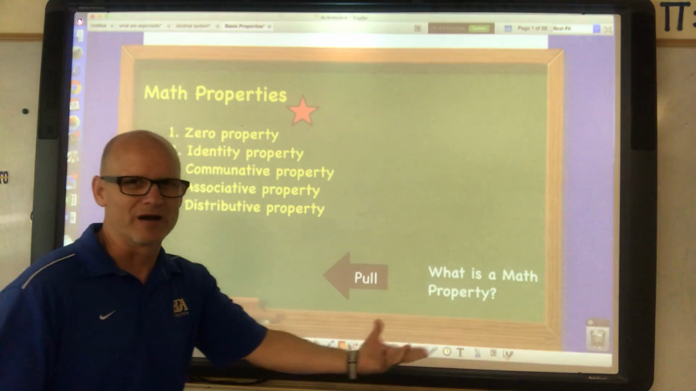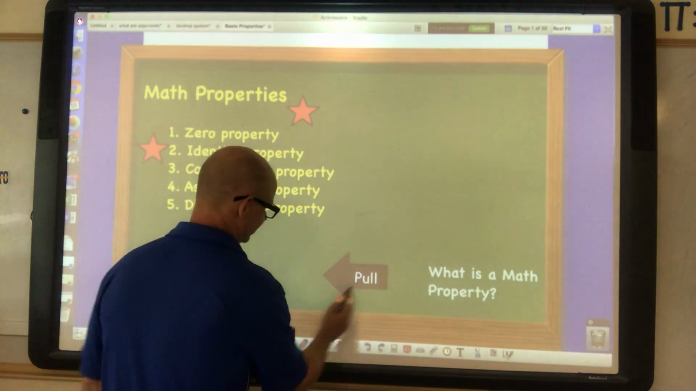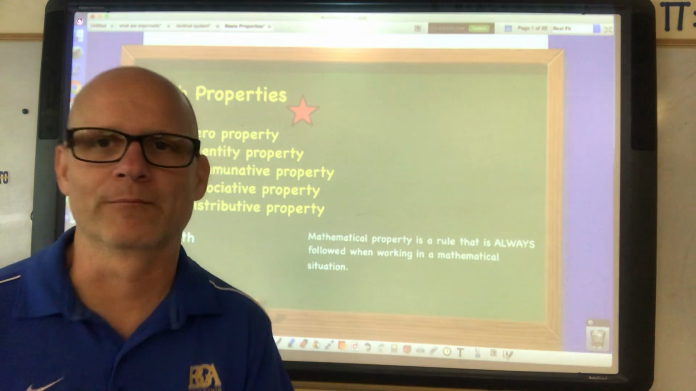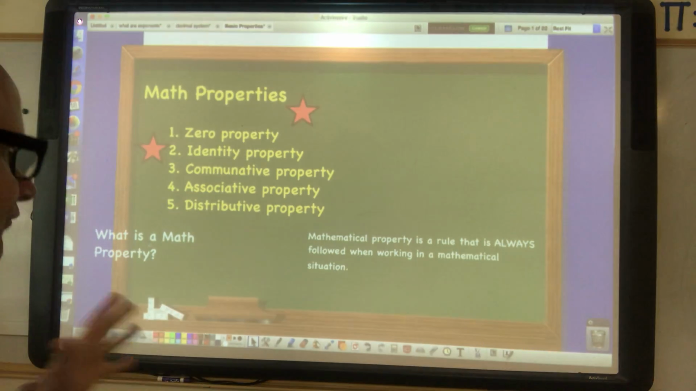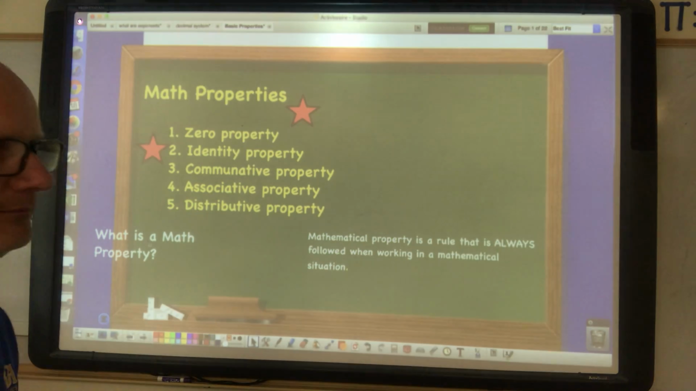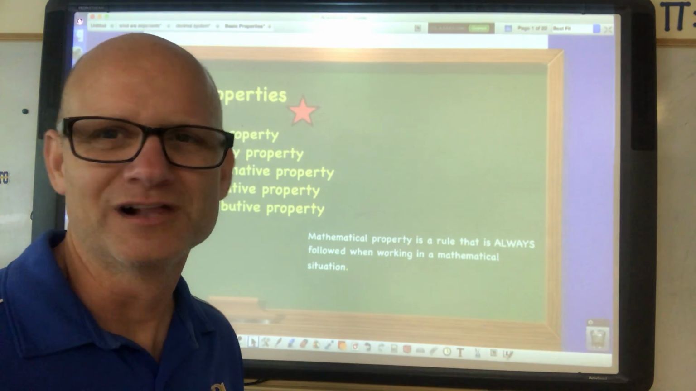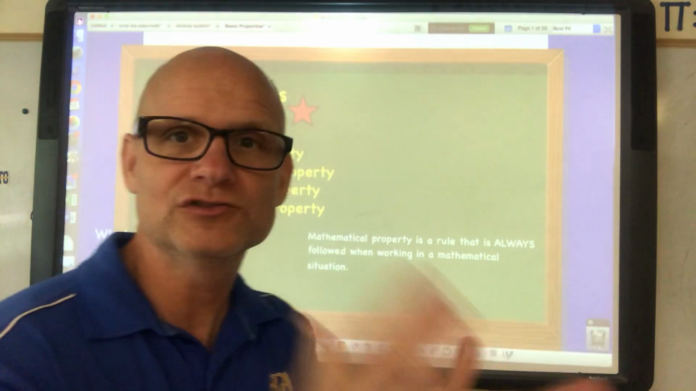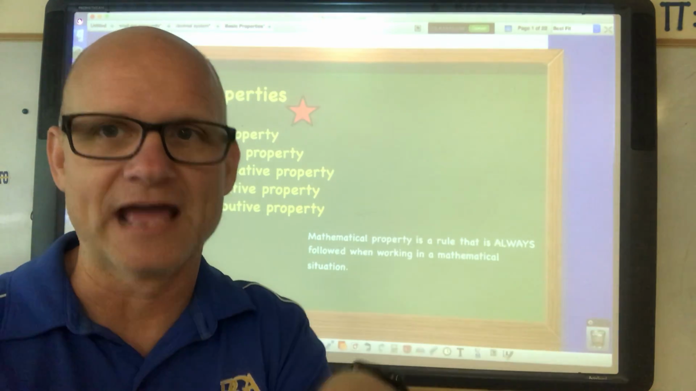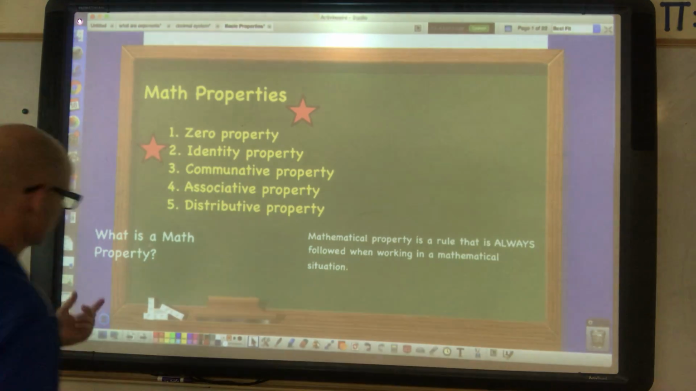Hey, what is a property? I mean, what really is a property? Well, if you look it up in a math textbook, it says something like a mathematical property is a rule that's always followed when working in a mathematical situation. Okay, so anyway, it just means something that you just know happens, no matter what example, it's going to happen. Do you know the outcome? Okay, so let me just show you what I'm talking about.